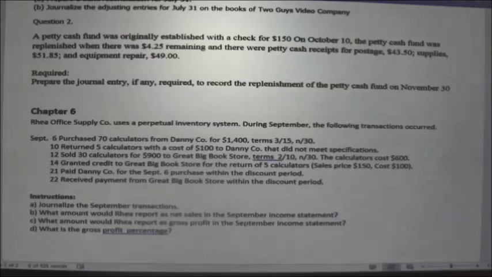Chapter 6, rear office supply uses a perpetual inventory system. During September, the following transactions occurred, and they want us to journalize, calculate the net sales, calculate the gross profit, and calculate the gross profit percentage. Okay.